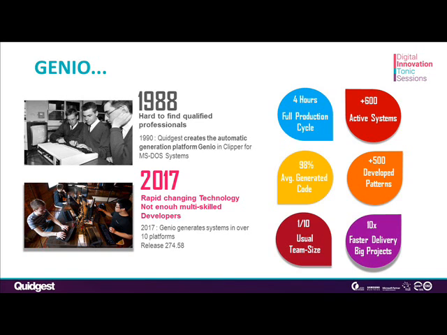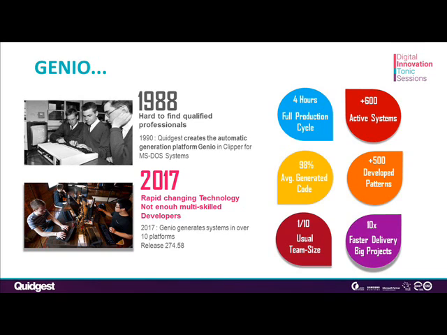So in 2015 we reached a breaking point, and with the rapidly changing technology, it was very hard for the developers to keep up with the changes. And as it is today, it all started in 2015 to accelerate at a very rapid pace. By that time, Genio already generated systems in over 10 different platforms, so we were kind of ahead of the game.